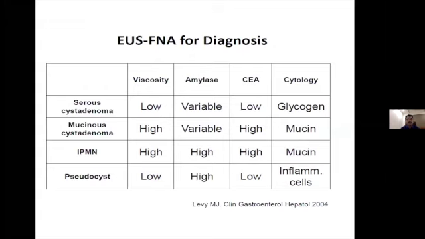viscosity will be low, amylase will be variable, CEA will be low, glycogen will be there because it contains cuboidal epithelium rich in glycogen. The mucinous cystadenoma shows high viscosity, variable amylase level, high CEA level, and mucin content.